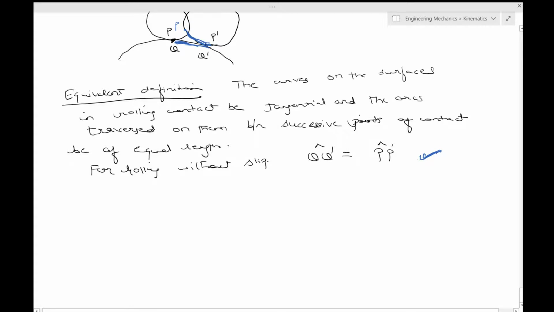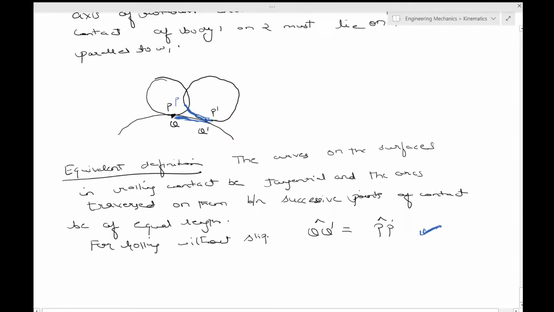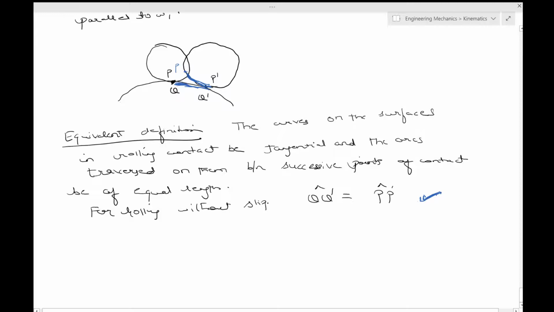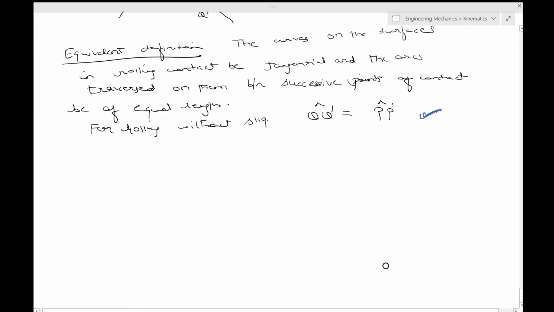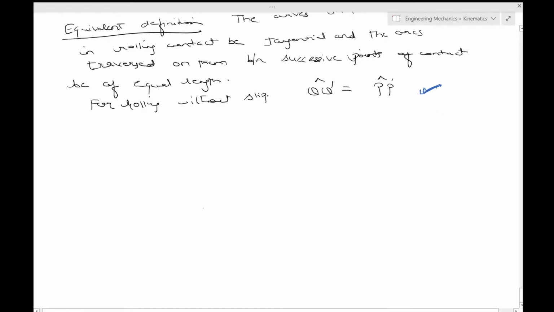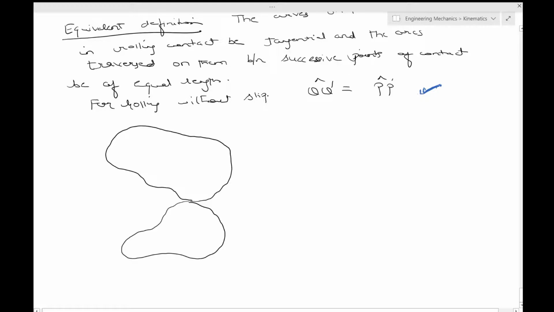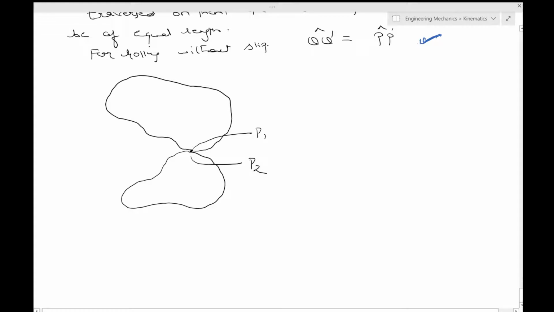So let's try to see how this equivalent definition and the earlier definition are actually the same. Let me first draw a diagram. So this is P1, same as P2, contacting. Let's see one by one as we discuss this. This is body 2, this is body 1.